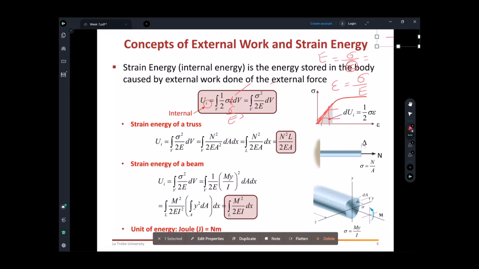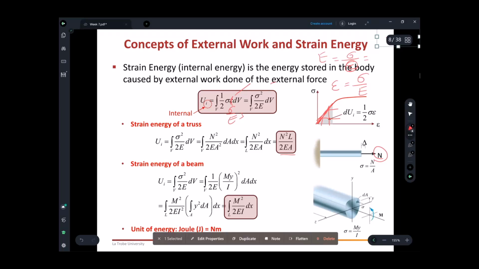Now the strain energy for a truss is sigma squared over 2E. Sigma, as I mentioned, is load over area. I think they are just putting N here now. So that is N squared over A squared, and 2E. Then you can have just the length, so N squared L over 2E. Okay, so that is the internal energy for the truss members.